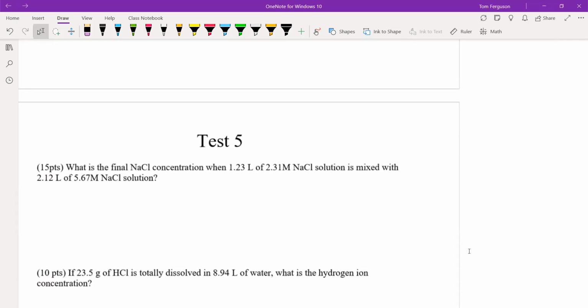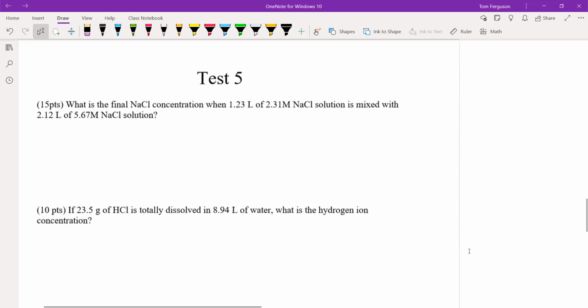All right, what's the final sodium chloride concentration when 1.23 liters of 2.31 molar sodium chloride is dumped into another one? It's 2.12 at a different concentration. So basically, we have two solutions, not at the same concentration. We're dumping them together. What's the final concentration? So there's two steps to this. First step is to find out what the total moles are between each one of them, and then we dump them together, and that'll be the moles. And then we look at the volume each one contributes, add those together. So then we end up with moles per liter.